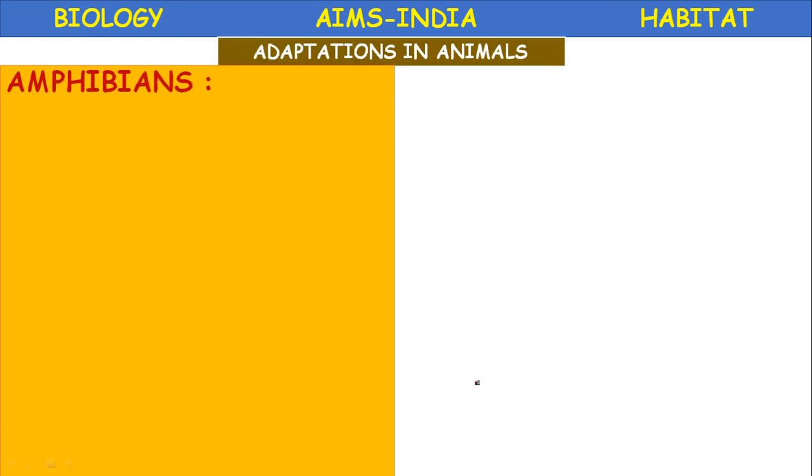Next, amphibians. The amphibians are the species of animals that live on land as well as in water. Example, frogs and toads. The young amphibians have gills to breathe, which later on develop into lungs. They breathe through lungs on land and with the help of moist skin in water.